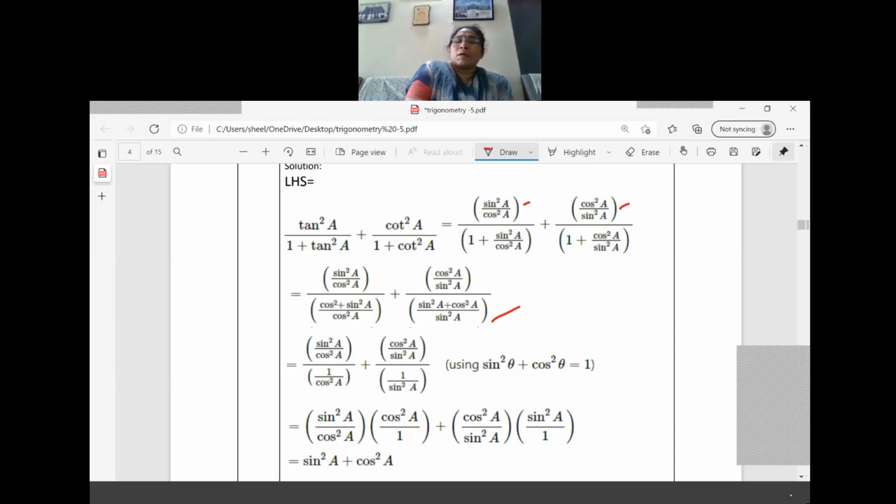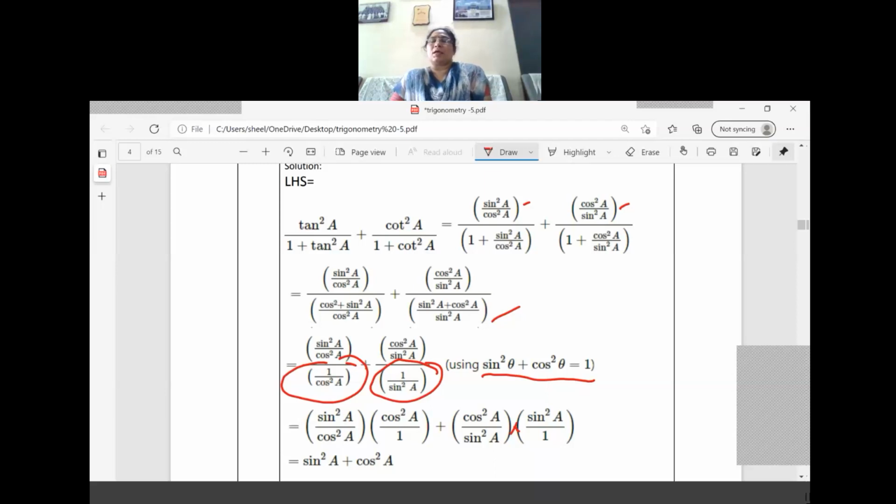Now, as we know that sine square theta plus cos square theta is 1, the denominator's numerator became 1. So we have sine square A by cos square A divided by 1 by cos square A, plus cos square A by sine square A divided by 1 by sine square A. Now, this 1 by cos square A, in the next step, it is the reciprocal and multiplication. So, sine square A by cos square A times cos square A by 1, plus cos square A by sine square A times sine square A by 1.